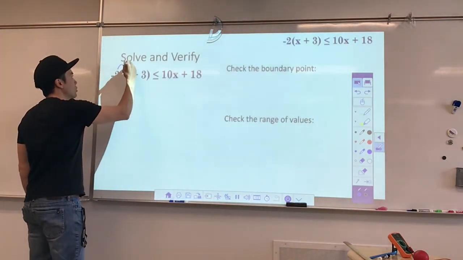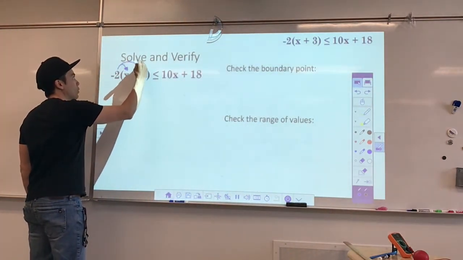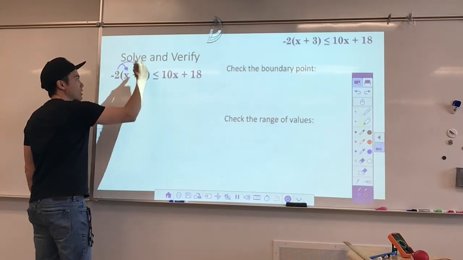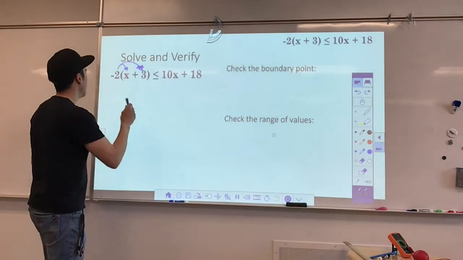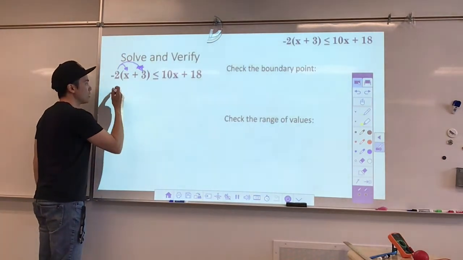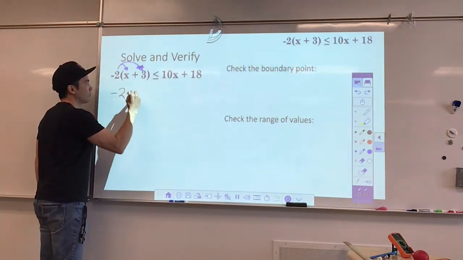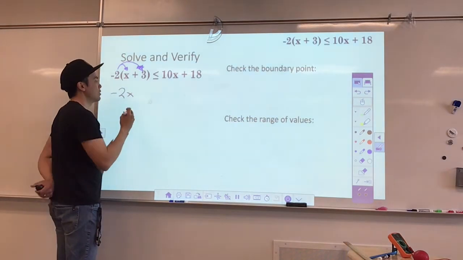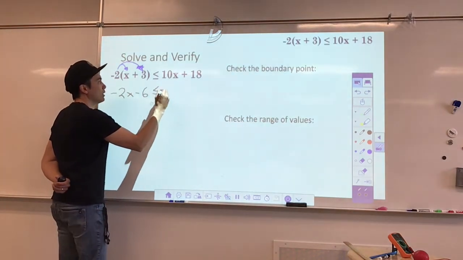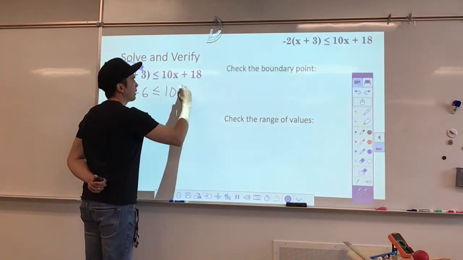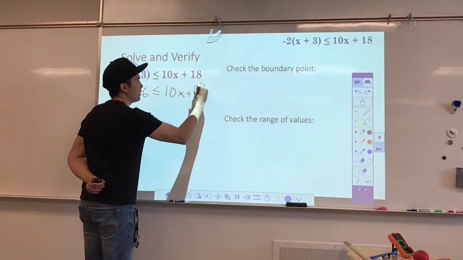So I'm going to take this negative 2 and I'm going to multiply it by both terms inside the brackets. After I do that, I'll get negative 2 times x is negative 2x. Negative 2 times 3 is negative 6, less than or equal to 10x plus 18.